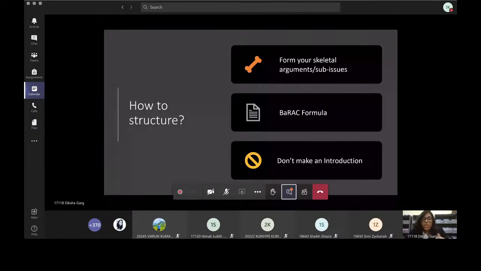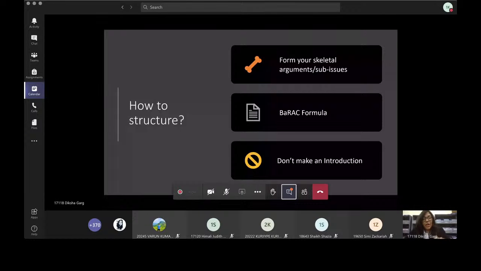So ensure that whatever you tell is backed by authorities, which is what we'll be dealing with when we see the Barak formula. And lastly, please do not make an introduction. When you approach the bench, you would not address like, I am Diksha Garg and I'm from St. Joseph's College of Law. That is something that you cannot do. You have to maintain complete confidentiality. You may refer to yourself as counsel on behalf of the respondent or on behalf of the petitioner.